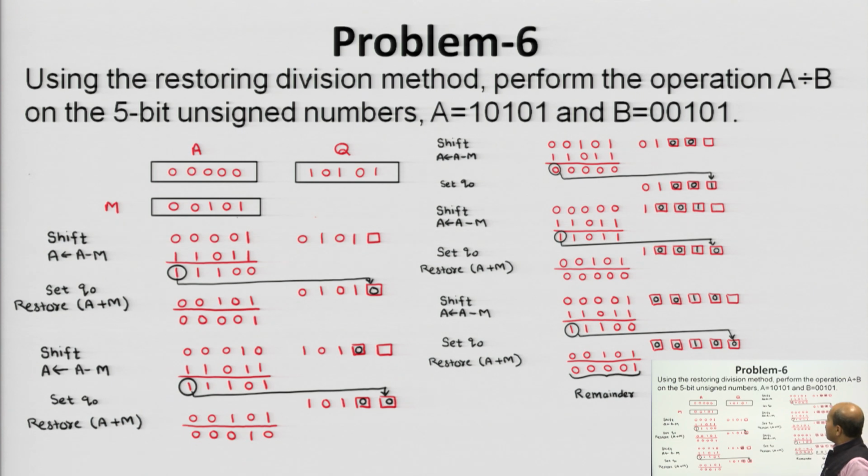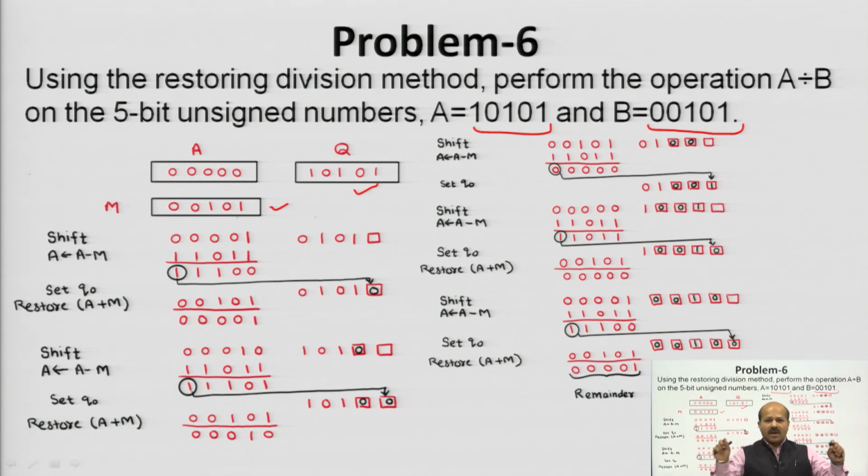Next is the division operation, division by restoration. This we have also done in the lecture series. So, here we have to perform A divided by B. Initial values are given as A equals 1 0 1 0 1 and B equals 0 0 1 0 1. So, in this particular case, the dividend will be copied here in the Q register and the divisor here as the M register. Initially the A register is cleared.